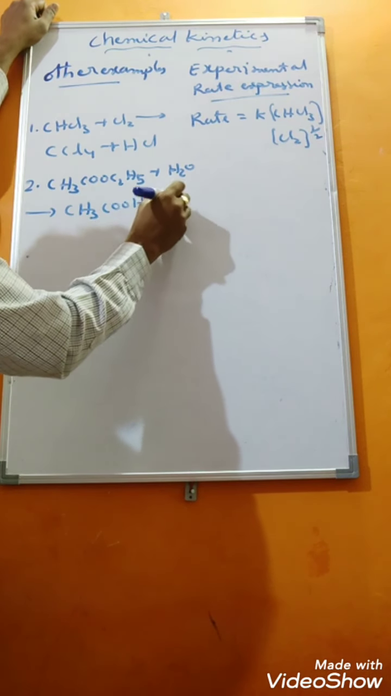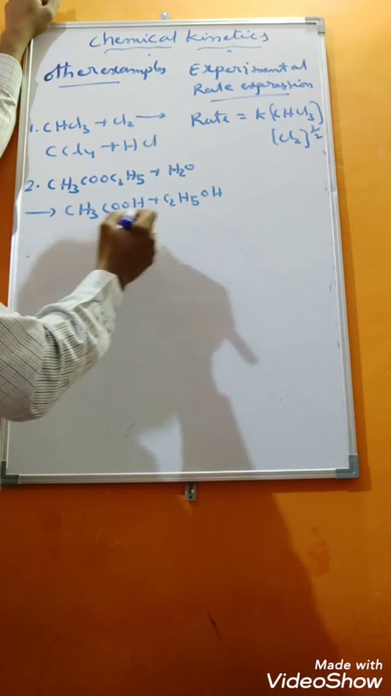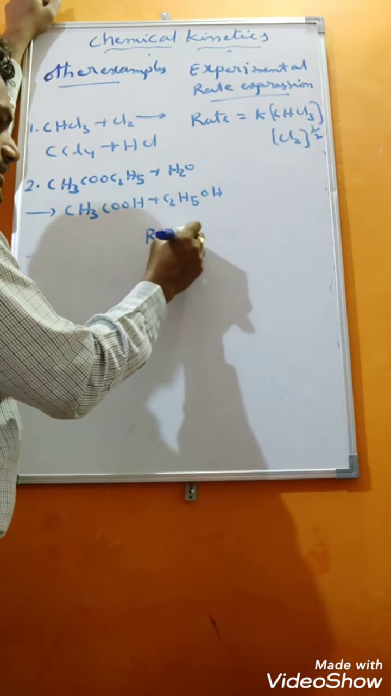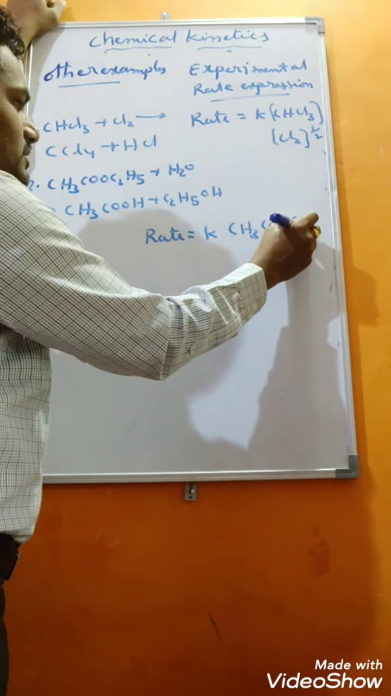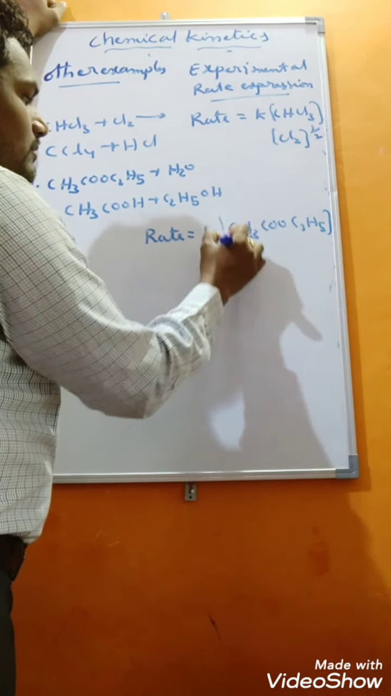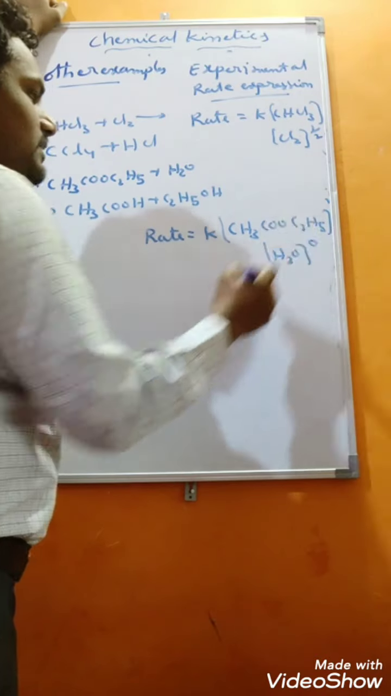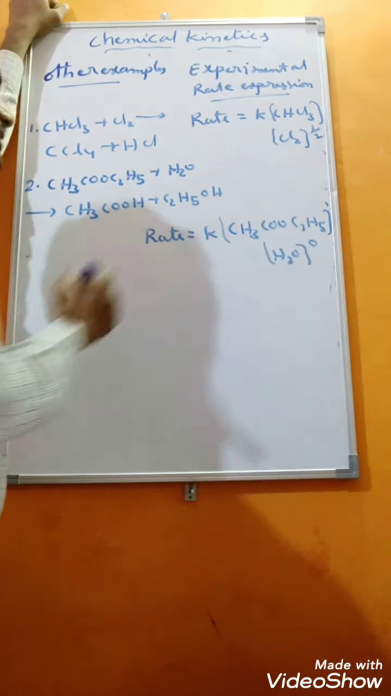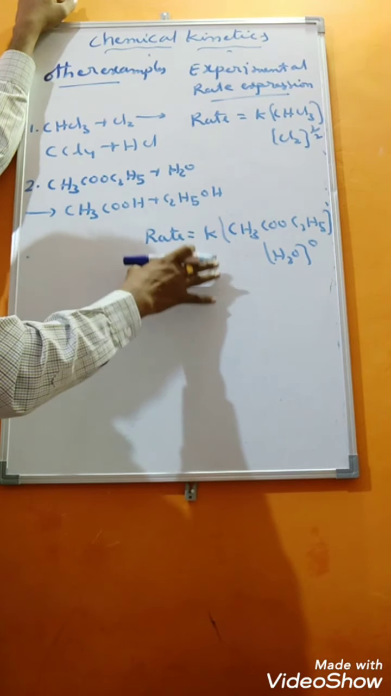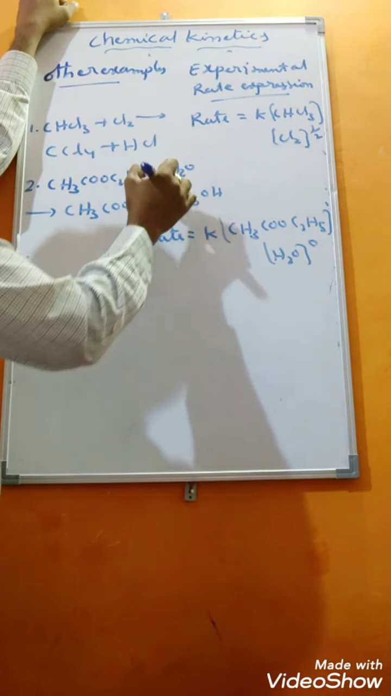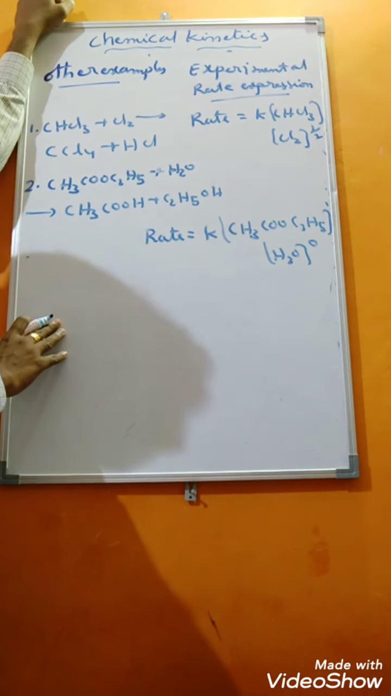And one more example we see: CH3COOC2H5 + H2O gives CH3COOH + C2H5OH. Then what is the rate expression for this? Rate equals some k into concentration of CH3COOC2H5 to the power 1, H2O to the power 0. Here it is 1, here it is 0. That means the rate of the reaction will not depend on the concentration of what? The water molecule, because we have taken an extra quantity here.